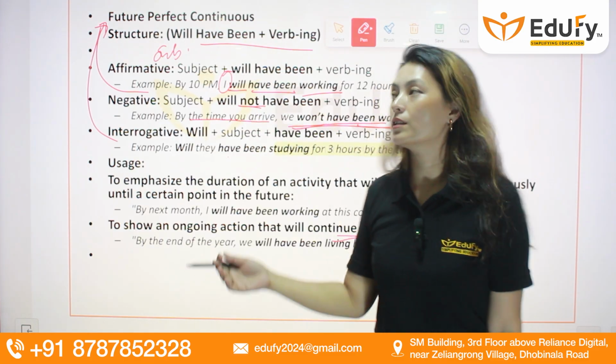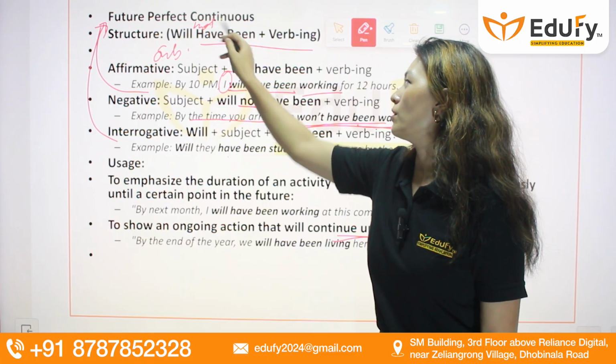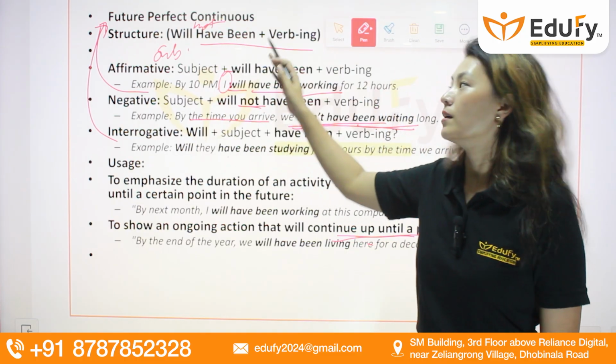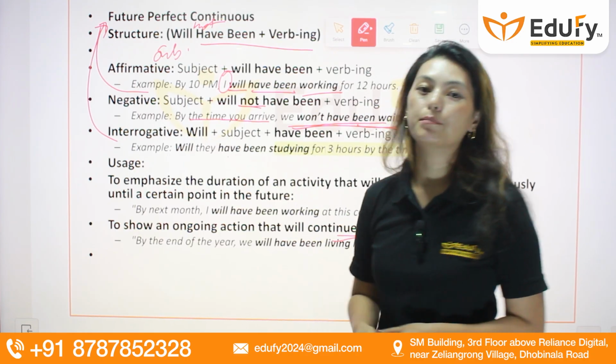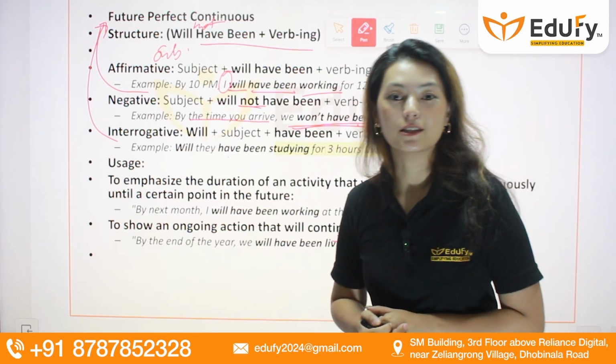If you want to write a negative sentence, just add the word not. Will not have been plus verb in ing form. And that will automatically bring to you the future perfect continuous tense.